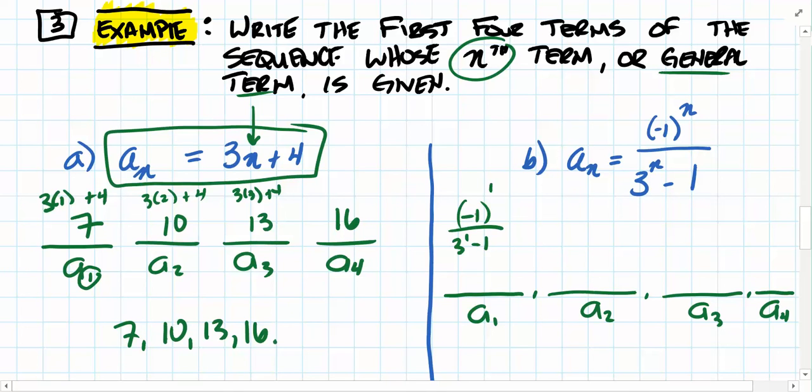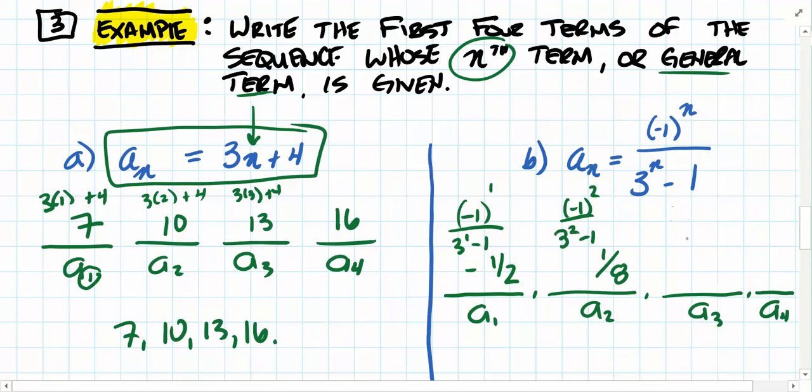Negative 1 all raised to the first power is negative 1. And then 3 to the first is 3 minus 1 is 2. So this is negative 1/2. Does that make sense? I hope so. Plug in a 2. This is going to be negative 1 all raised to the second power all over 3 to the second power minus 1. Negative 1 squared is a positive 1 because it's negative 1 times negative 1. 3 squared is 9. 9 minus 1 is 8. So this is a positive 1/8.